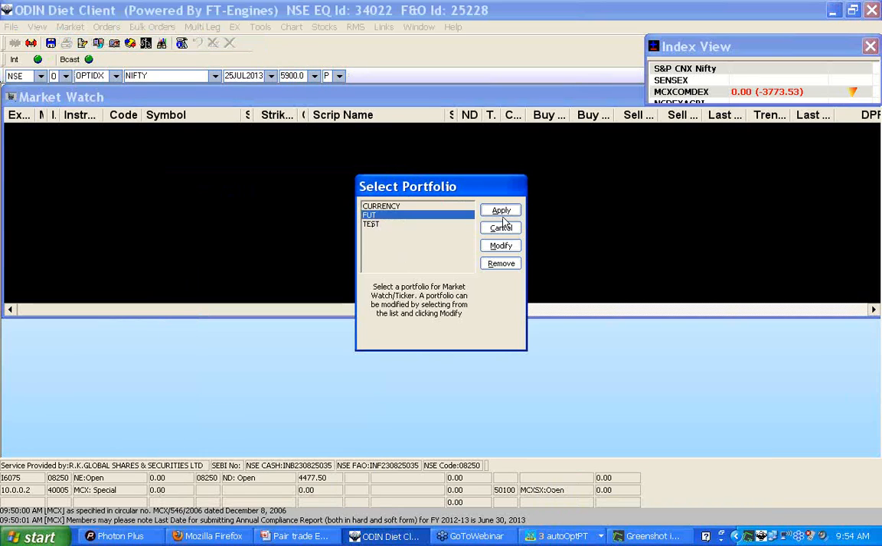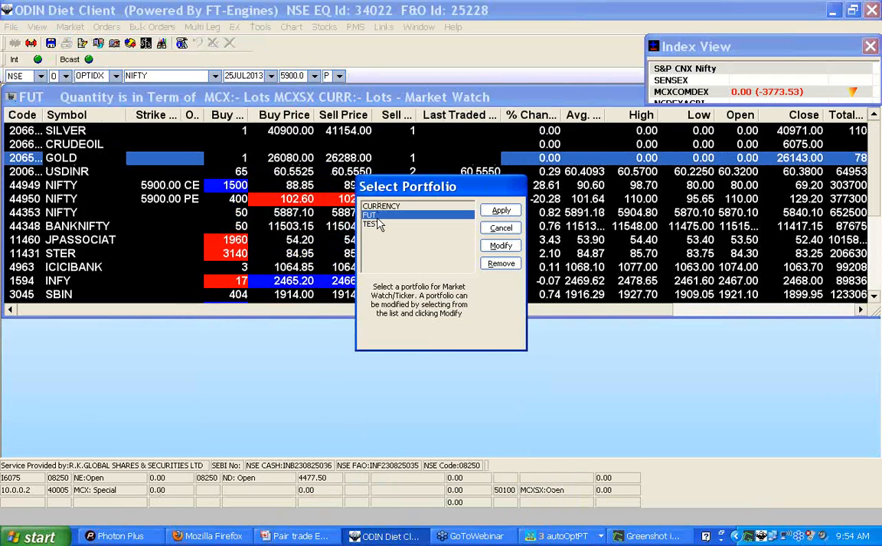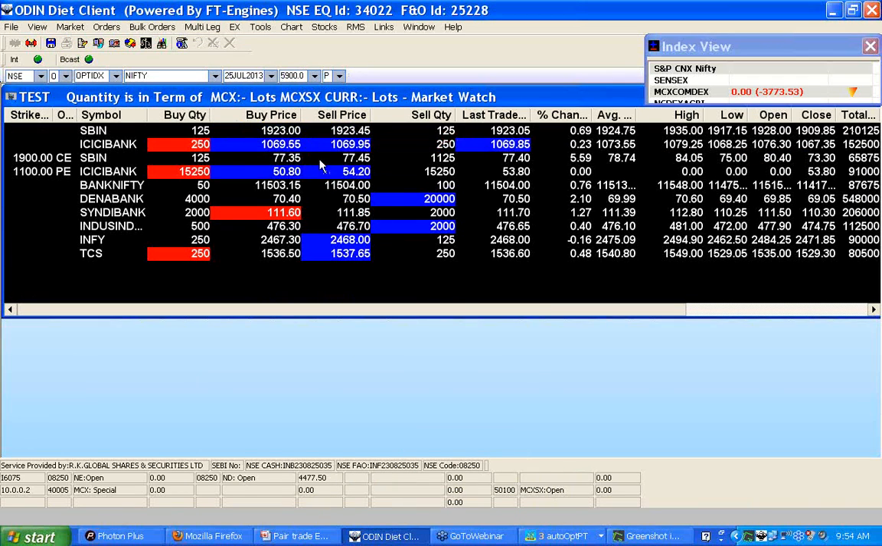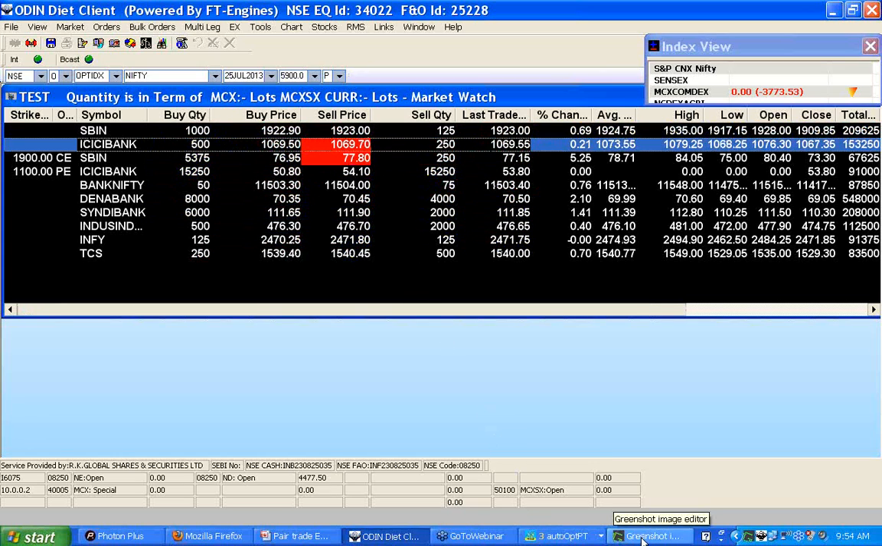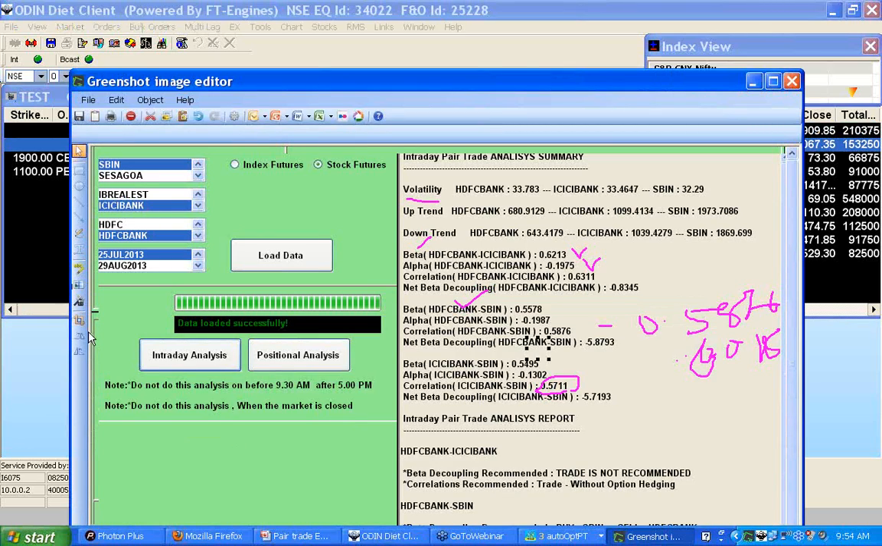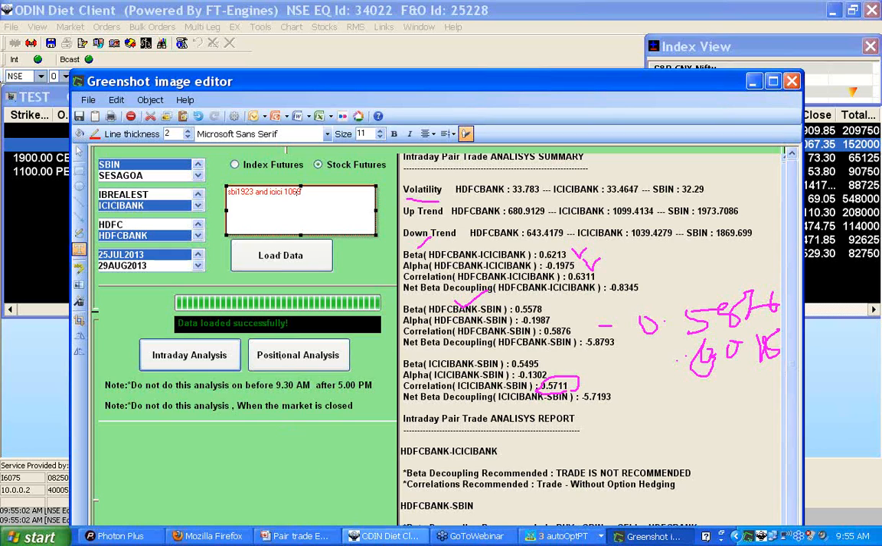market watch screen and see what prices it is trading at, and take one lot each. It is telling me to buy State Bank of India at 1923 and ICICI at 1069. I am mentioning this here, that one lot we are going to take. If you want, you can also think of hedging here.